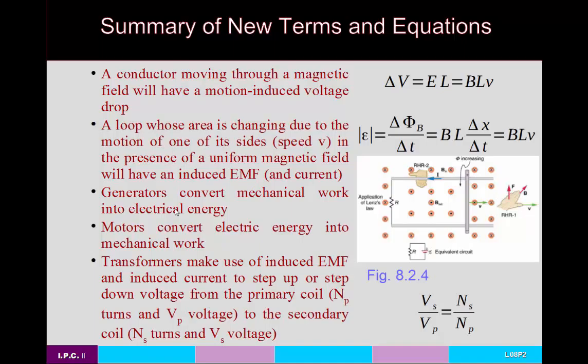Then what's left in this lecture part is that we discussed generators, which convert mechanical work into electrical energy. We discussed motors, which did the opposite. They converted electric energy into mechanical work. And then we discussed transformers, which can be used to step up or step down the voltage using a primary coil and a secondary coil, such that the ratio of the secondary to the primary voltage is the ratio of the number of turns in the secondary to the primary coil.